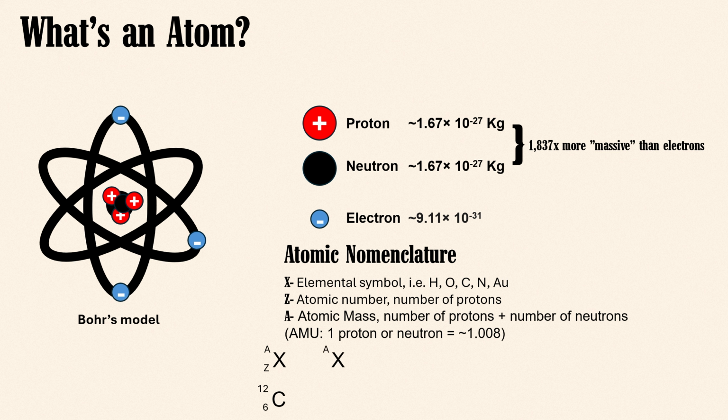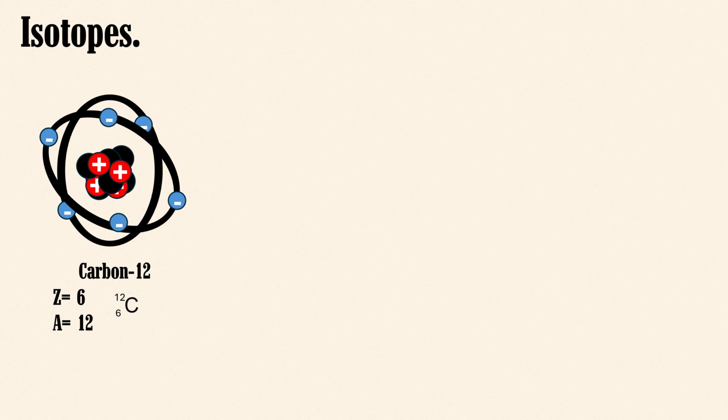Or you could just drop the atomic number, the number of protons, because it's essentially also represented by the elemental symbol. So that would be carbon 12 up there. Or you could just have the elemental symbol, dash, and then the atomic mass. So carbon 12 like that. This last form of notation is commonly used in the case of isotopes, where it's more important to note the atomic mass than anything else.